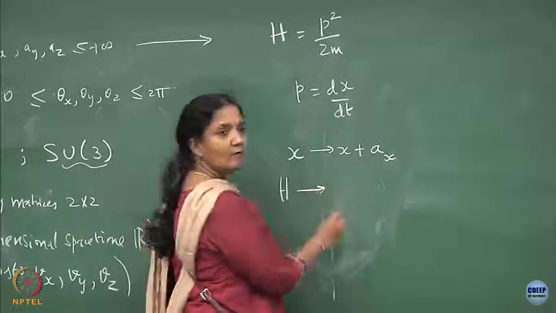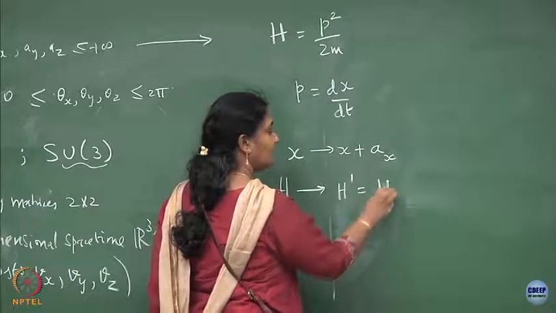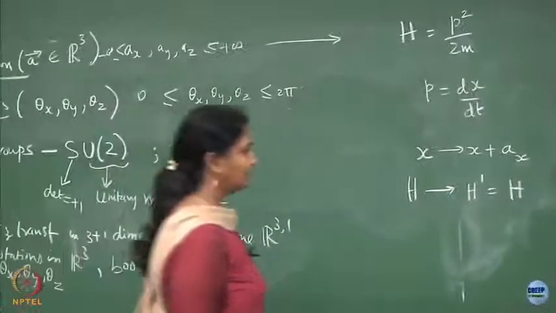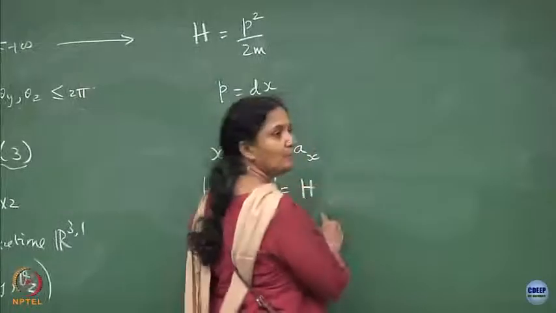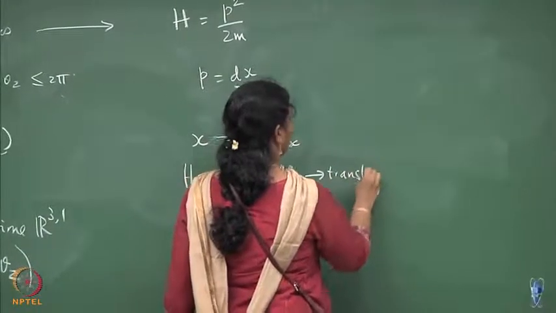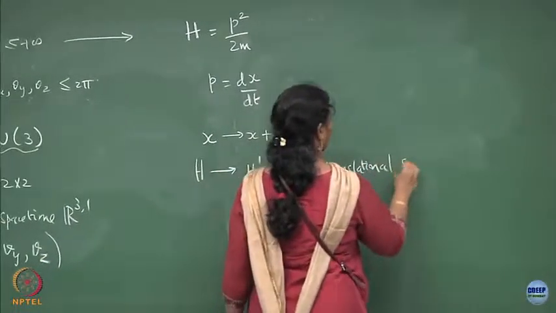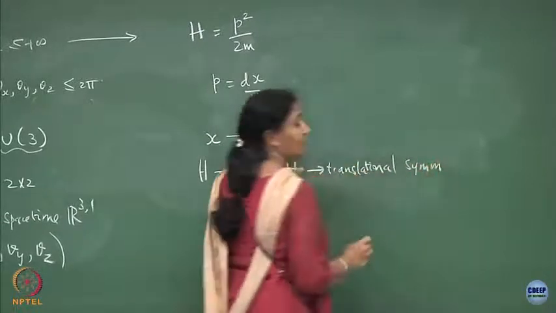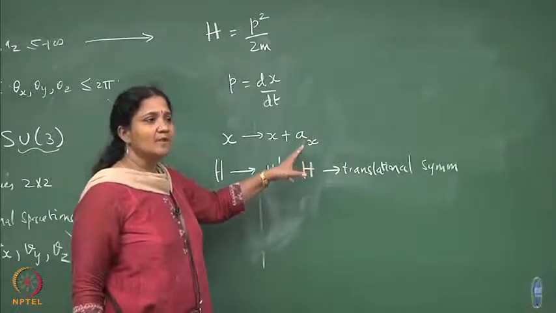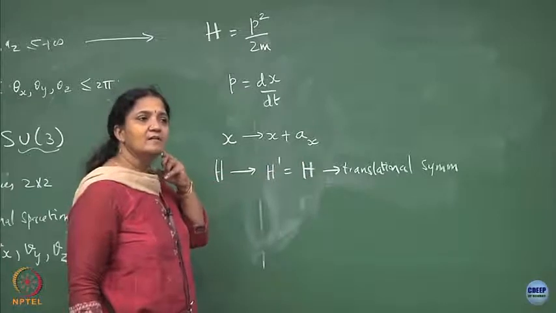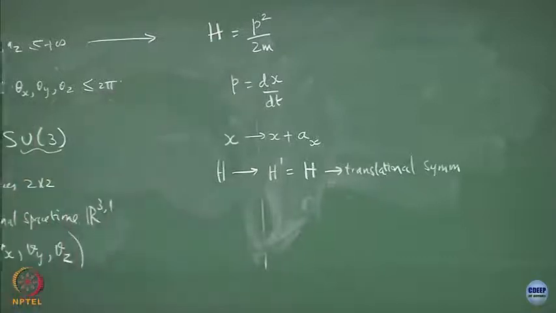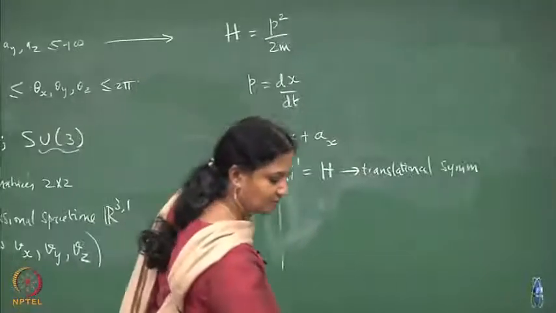The Hamiltonian goes to a new Hamiltonian which is the same as the old Hamiltonian, which means the free particle respects translational symmetry. By any vector ax, you do not get anything new. So, now let us do this operation.